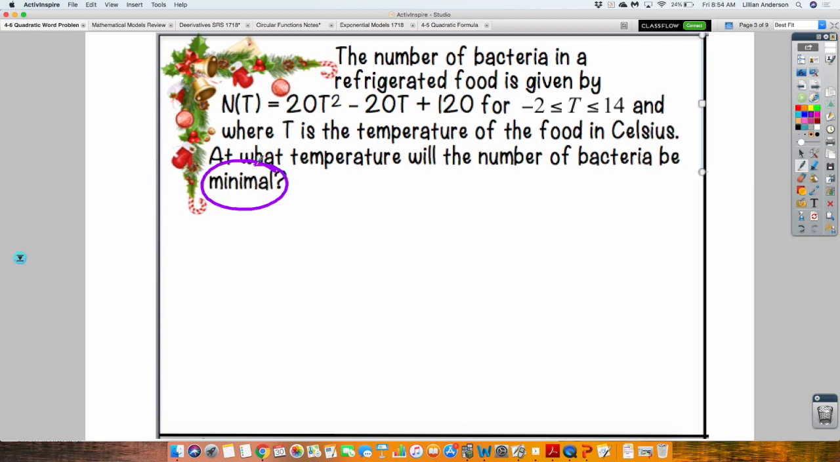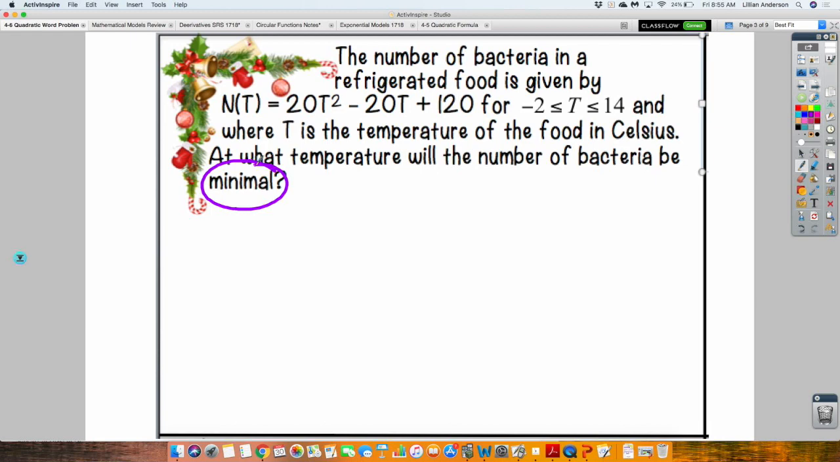Minimal. Sounds like what other word? Minimum. And a minimum is associated with what concept from quadratics? Max and min, aka the what? Not the a. What's that middle point called? Vertex. Yes. If it's talking about a minimum, you're looking for the vertex. Now, what part of the vertex? Are you looking for the x value? Are you looking for the y value?